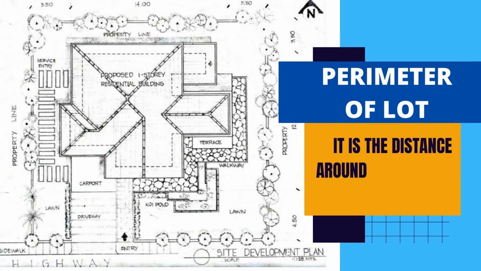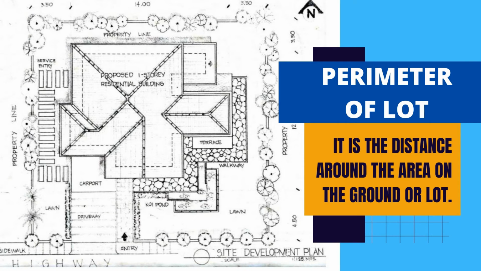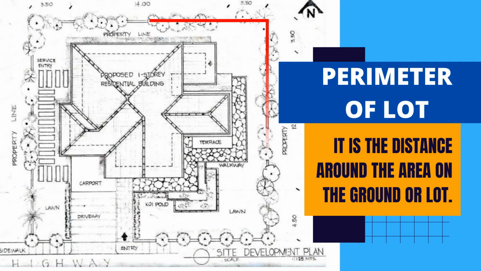For understanding the application of the concept of perimeter in house planning, let us take this example. Perimeter is the distance around a lot as shown. It is highlighted by the red line. This can be used also in measuring the distance around a building or the house.